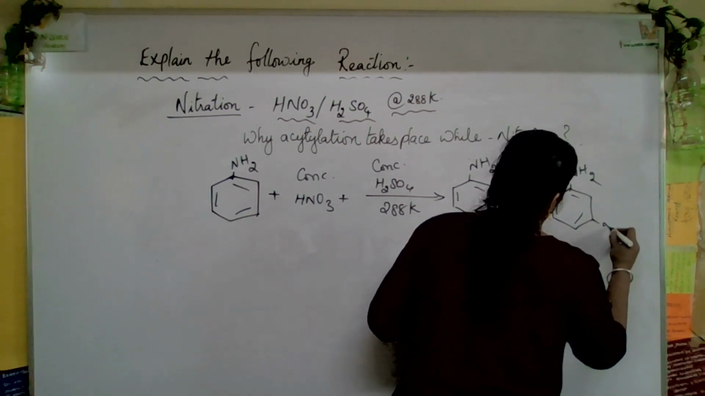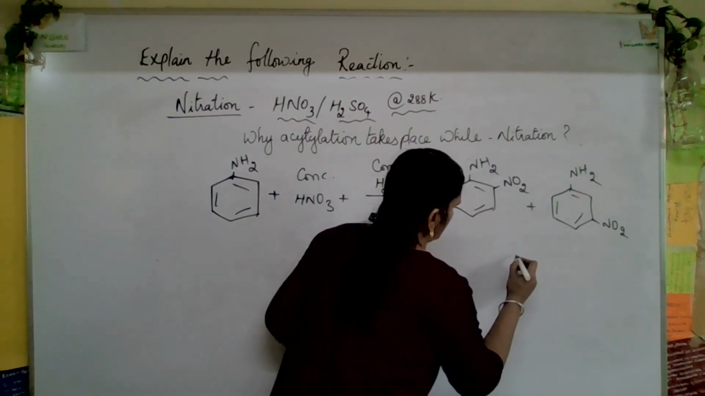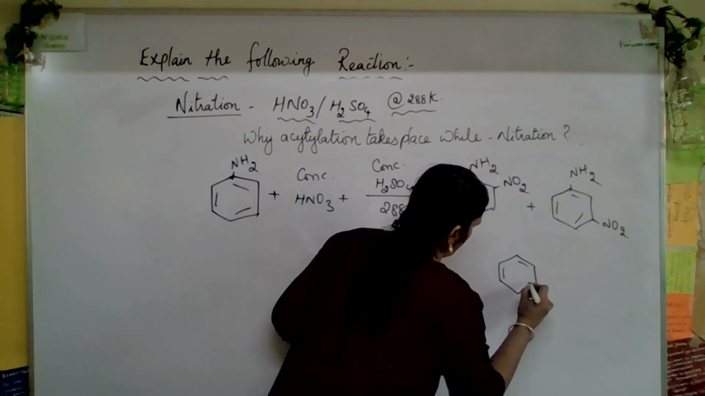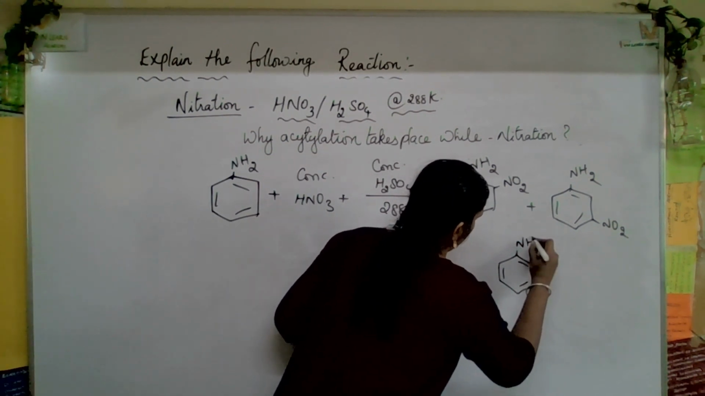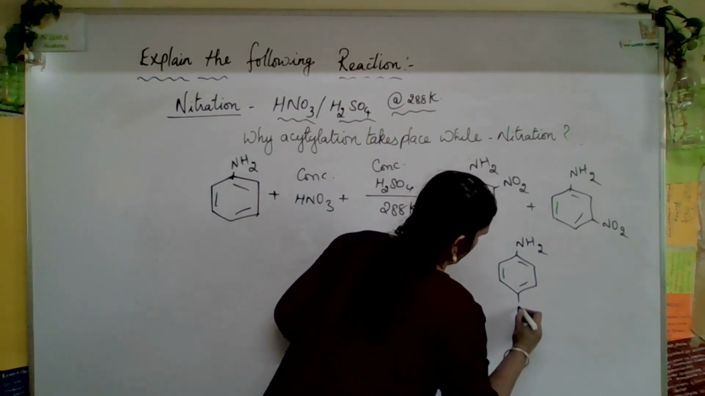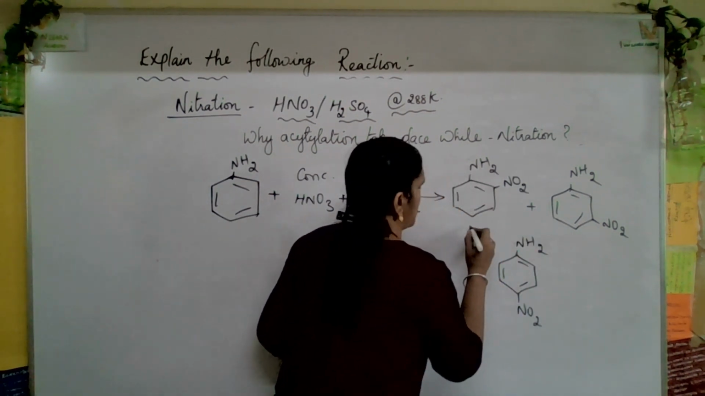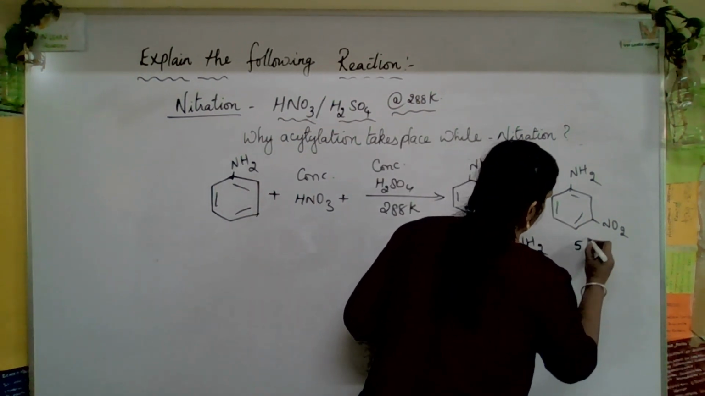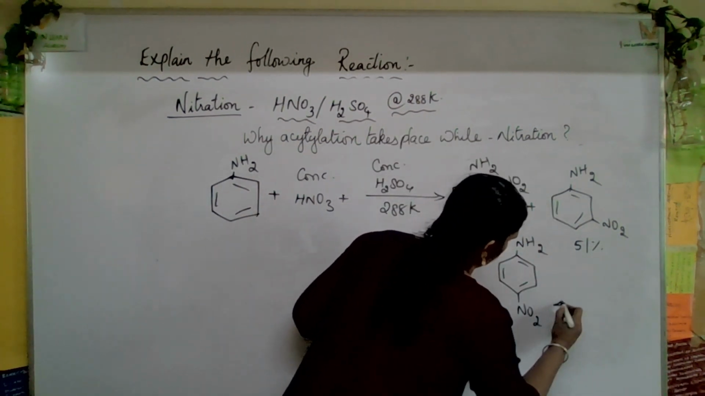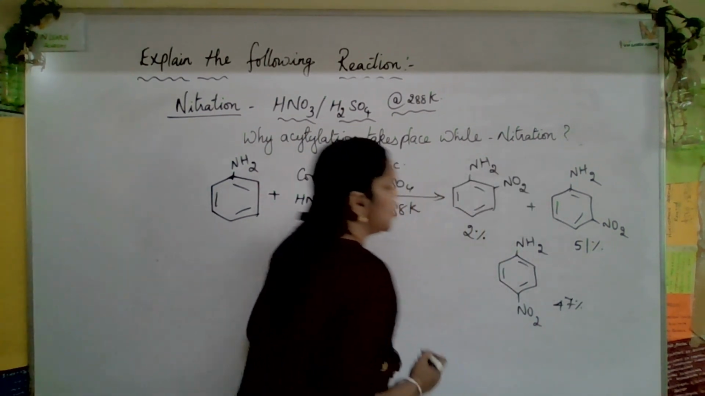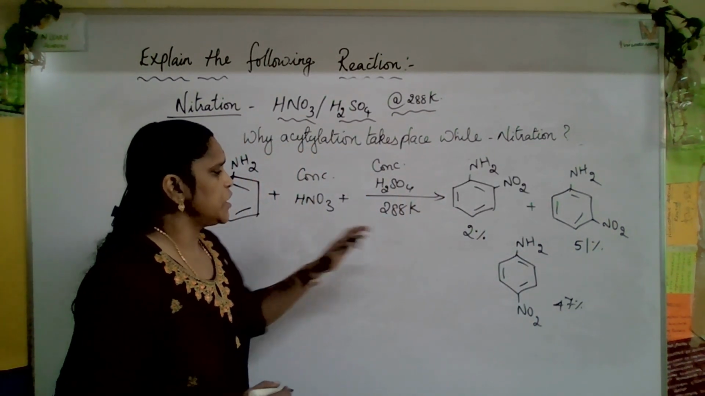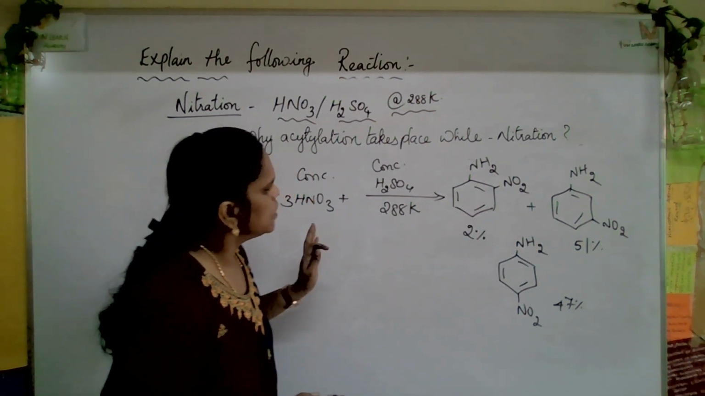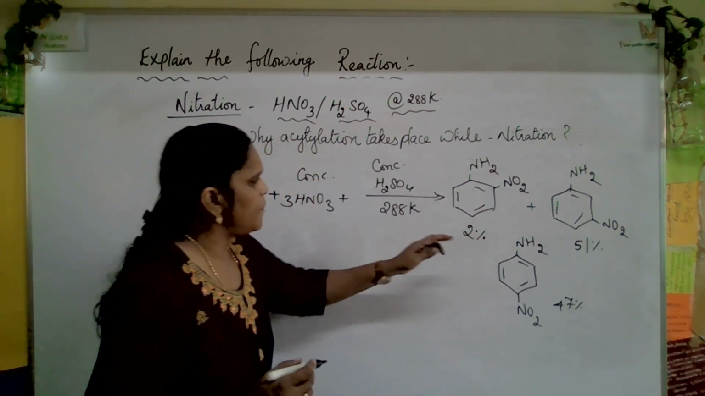NH2, here NO2, and here para-nitroaniline. Here aniline, this is para-nitroaniline. The percentages they have given are 2% only for ortho-nitroaniline, and here 51 percent and here 47 percent. So you are getting ortho, meta and para.